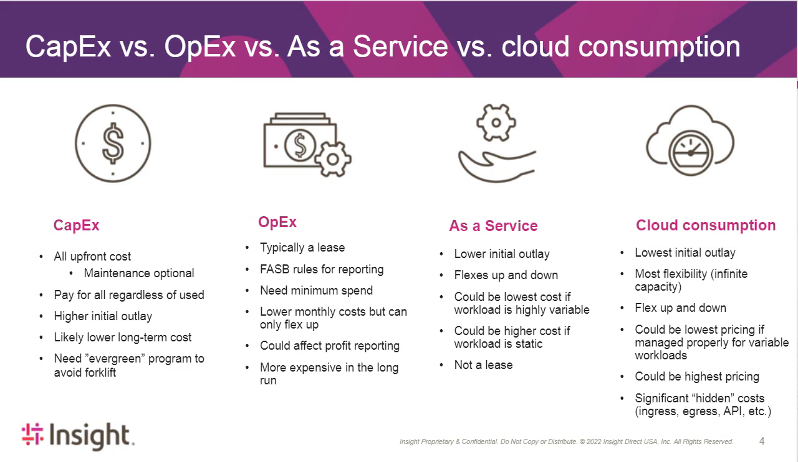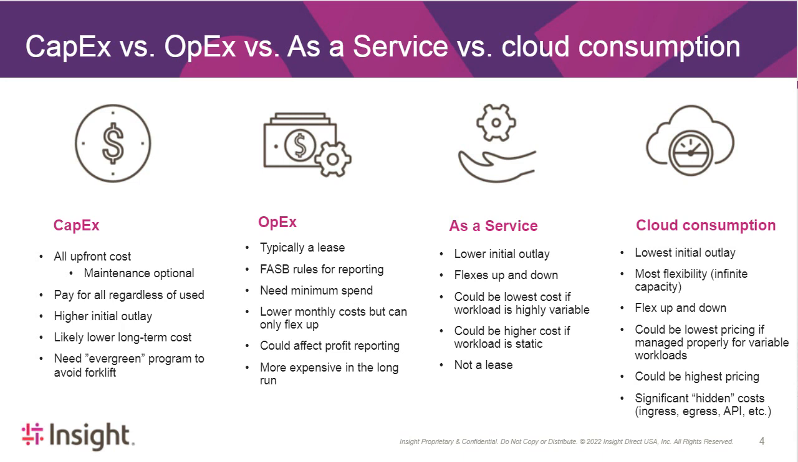Could still affect profit reporting because that infrastructure is still on our books. And with most leases, it's typically more expensive in the long term. And then we start looking at more of these consumption models and as-a-service models. And really what this offers is almost a cloud consumption-like way of consuming hardware on-premises.